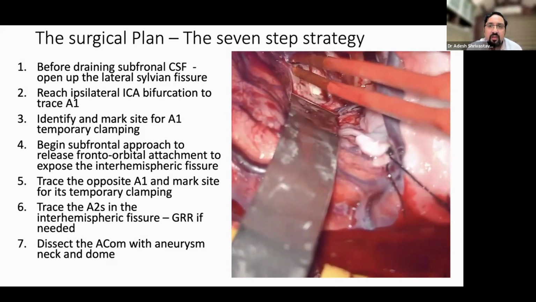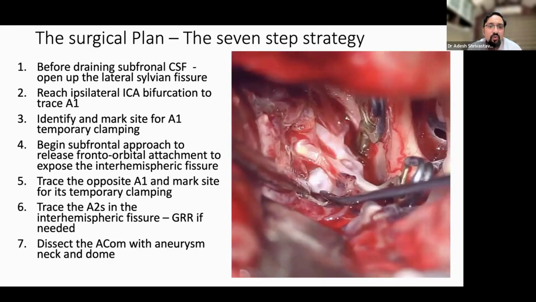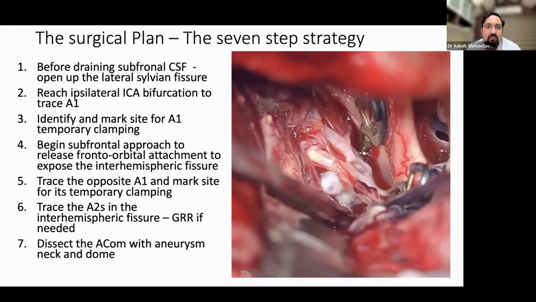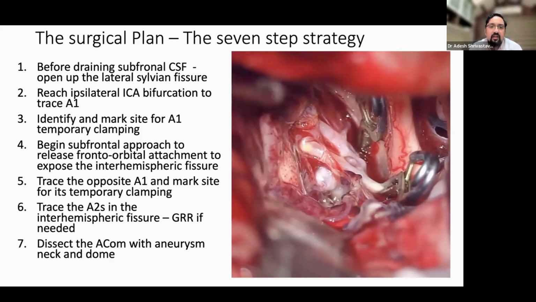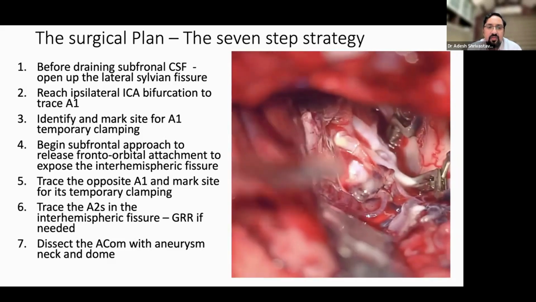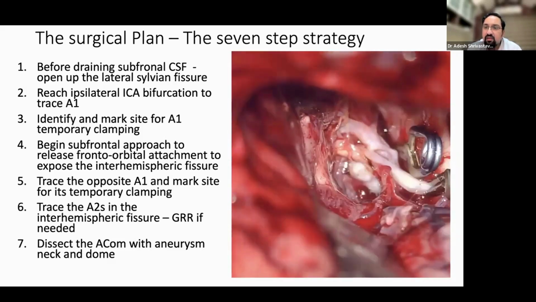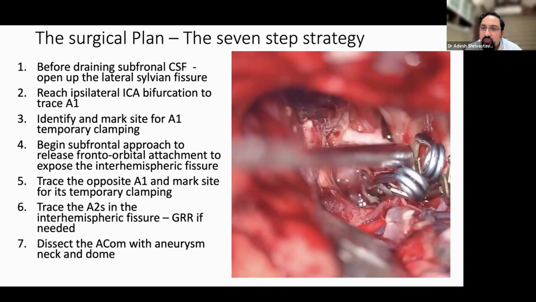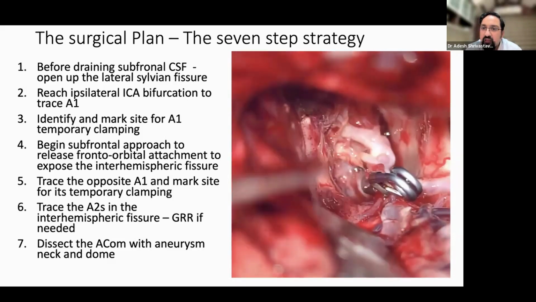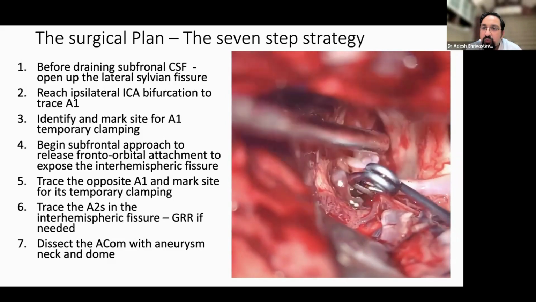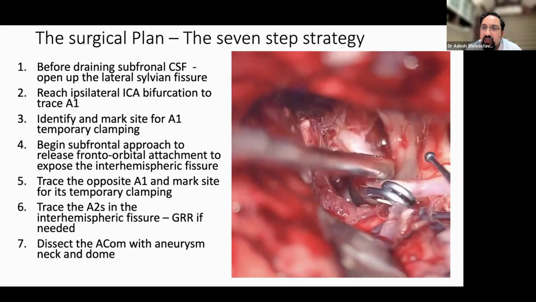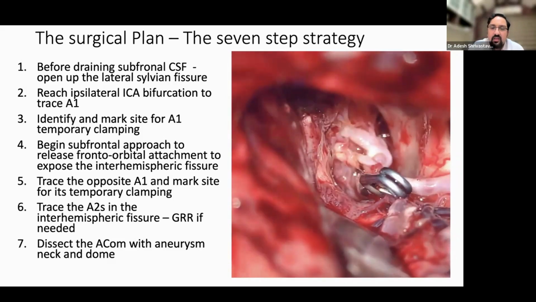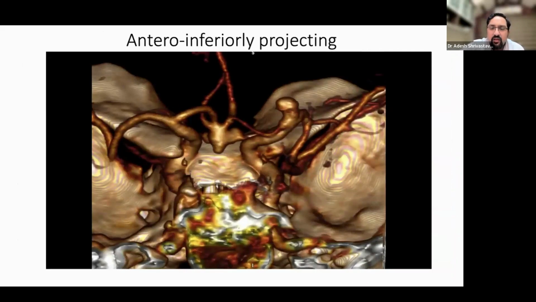Then some gyrus rectus is being removed. We trace the opposite A1 and mark the site for its temporary clipping. Trace the A2s in the interhemispheric fissure, and finally dissect the aneurysm. As you can see over here, we have dissected the aneurysm. The dome was going posterior superiorly, and the clipping had to be done in this manner so that you don't rupture the aneurysm. Now I'll show you only a couple of cases.